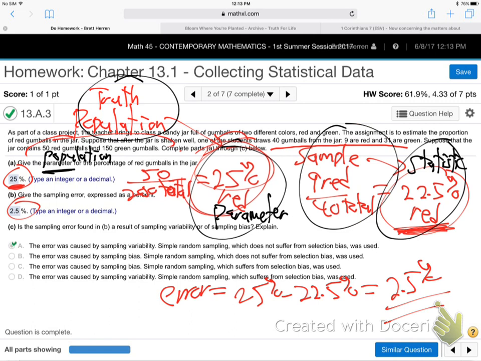B, what's the sampling error? What's the error in our sample? We subtracted: 2.5%. Now C, the sampling error, like what happened? Why did we get an error? Why didn't we get perfect? Well, the error was caused by sampling variability, meaning it's just random. You just reach in, you grab. Sometimes you get a few more red, a few less red. There's just randomness, simple random sampling. There's no selection bias. We didn't go in and say, I'm going to try to get red marbles. There was no selection bias there, right? It was simple random luck, basically, was the reason on that. Is that good? We okay with that?